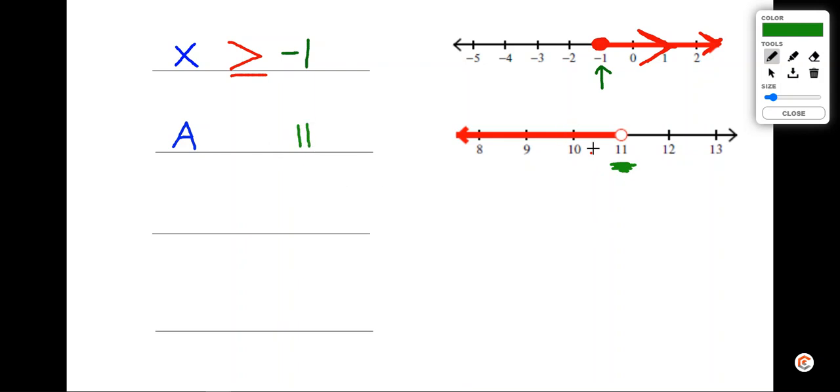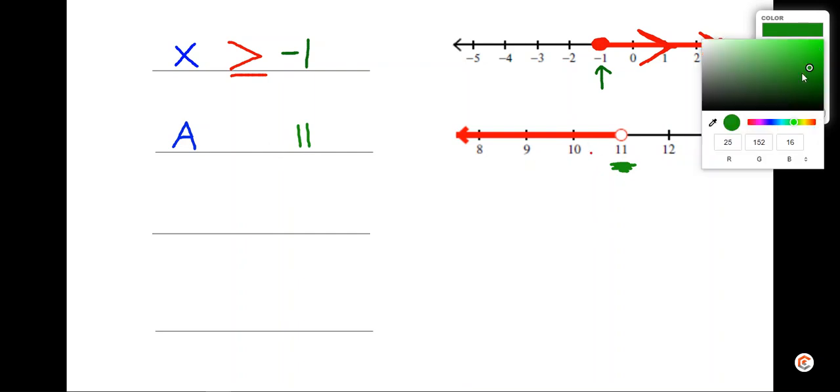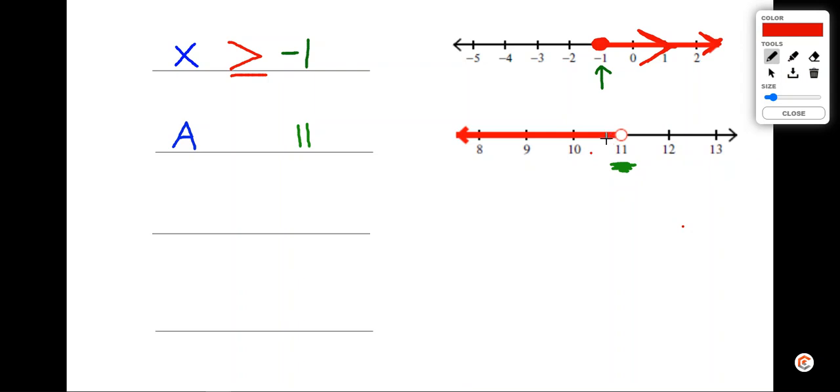Now we need to see what that relationship is. If I just look at the graph, I can see that all of the numbers included in my graph are below, or smaller than, 11. So chances are it's less than. But let's double check by looking at the arrow on the end. You see how it actually forms a less than symbol? Or if I draw an arrow in the direction it's going, it makes a less than symbol. So I know it's going to be less than.